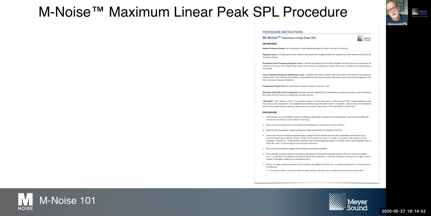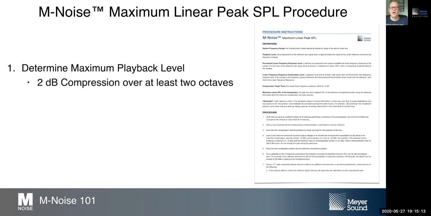And now the challenge becomes to drive the system so loud that one of two stop conditions is met. The first stop condition is, if we try to determine the maximum playback level, how loud does this loudspeaker go, then we stop when we see 2 dB of compression over at least 2 octaves. So if we see 2 dB of compression over at least a 2 octave interval, we say stop until here and no further, because now the output can no longer keep up with the input. The system is going into compression.